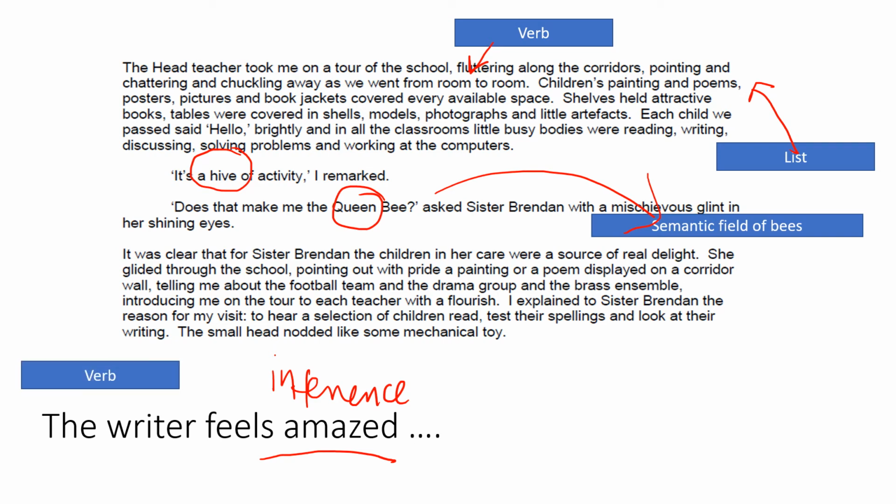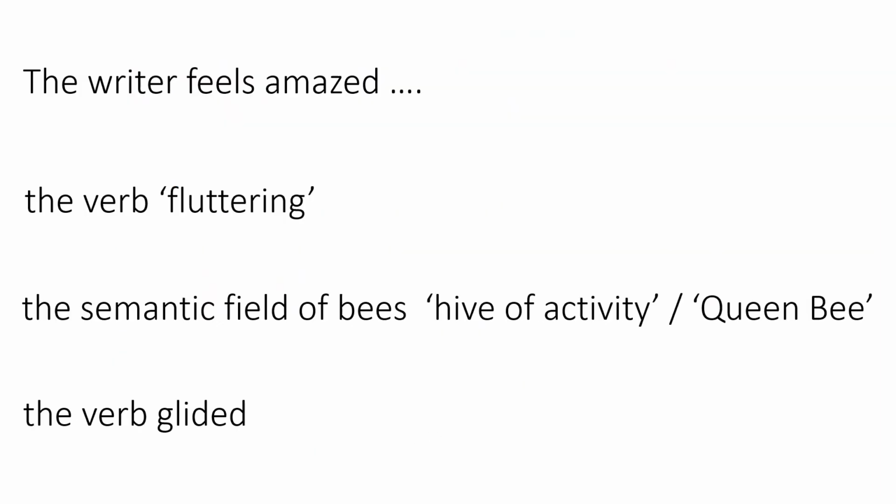And we've got the verb glide here. How does she move? So you can see there's a number of things there. Now, you really only need a few when talking about this. And so we've got to think about, well, how does this idea that the writer is amazed, how is this reflected in all these different things here? And we're going to have a look at how you can do that.